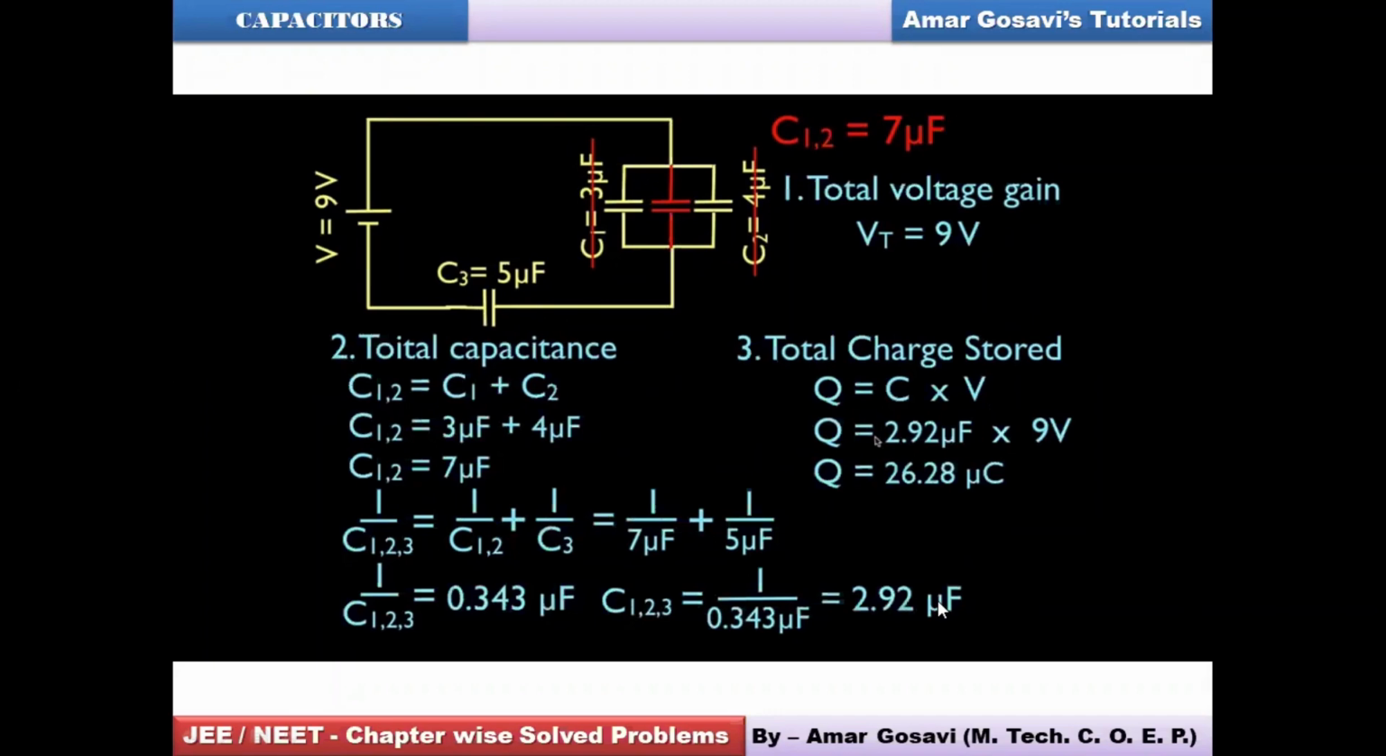2.92 microfarad. Total voltage gain as per the first part of the question will be the same as the battery voltage, 9 volt. The total charge stored will obviously be the total capacitance, that is 2.92, which we have worked out, multiplied by the total potential, 9. So we get the total charge stored. The first 3 steps are very general and common, so make a note of this. Then we'll try working out the fourth and the fifth part of the solution.